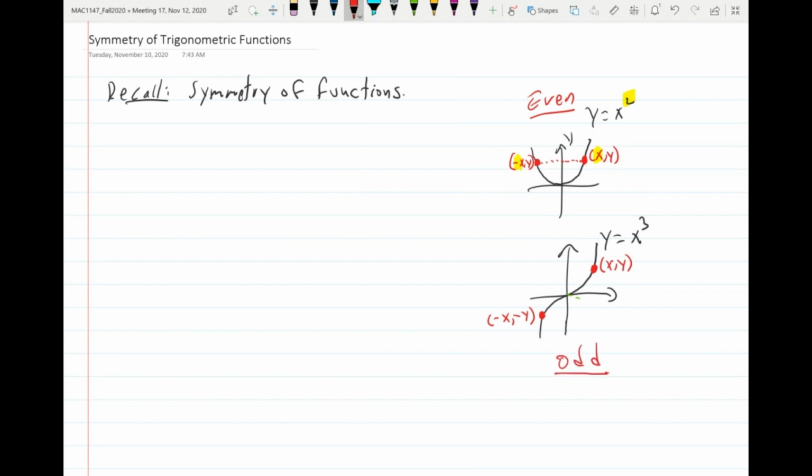So even: if (x, y) is on the graph, then (negative x, y) is on the graph. Odd is that if (x, y) is on the graph, then (negative x, negative y) is on the graph. Another way of looking at this algebraically is as follows. Let me remind you of the definition. Let's suppose that you have a function, let y equal f of x, be a function.